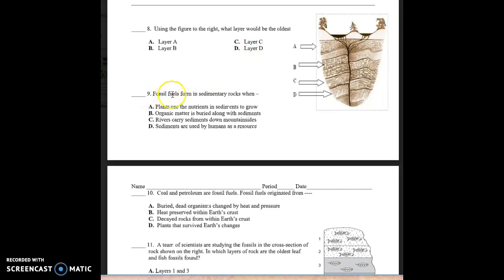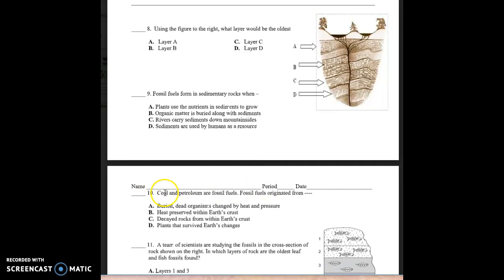Number 9. Fossil fuels form in sedimentary rocks when A. Plants use the nutrients in sediments to grow. B. Organic matter is buried along with sediments. C. Rivers carry sediments down mountainsides. D. Sediments are used by humans as a resource.